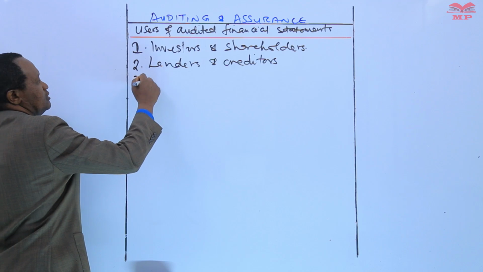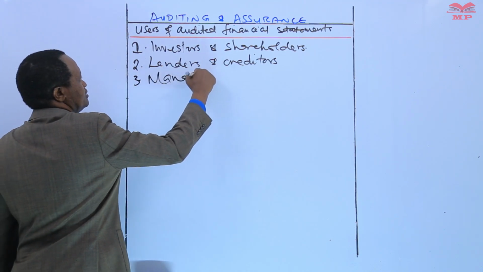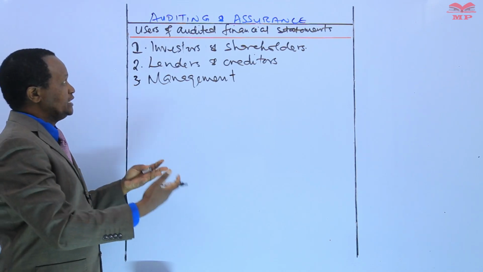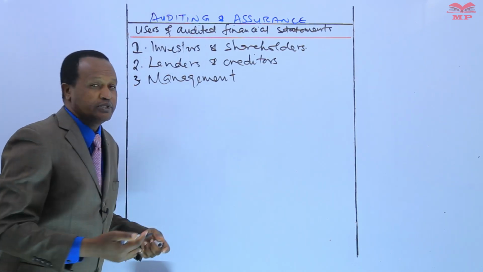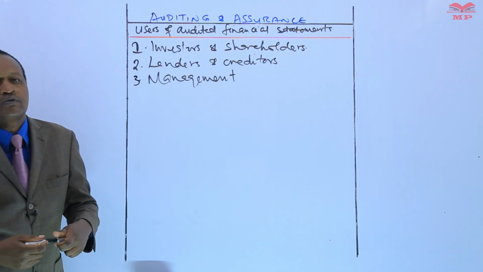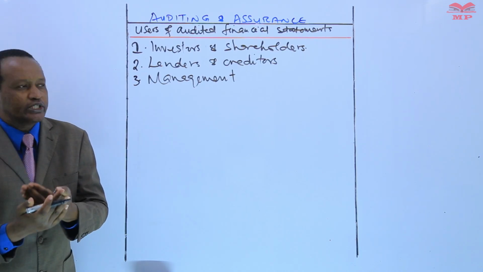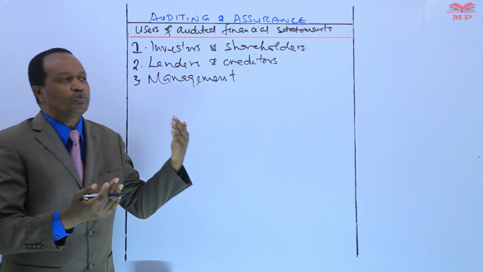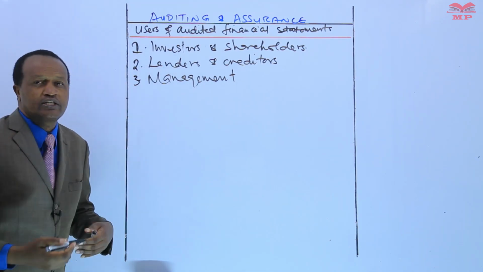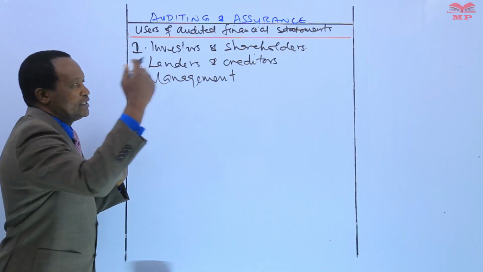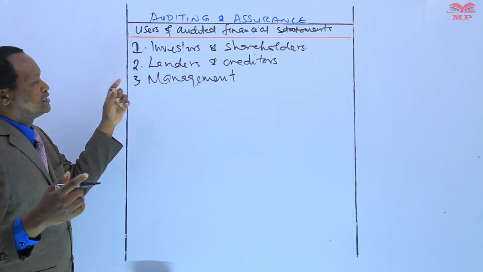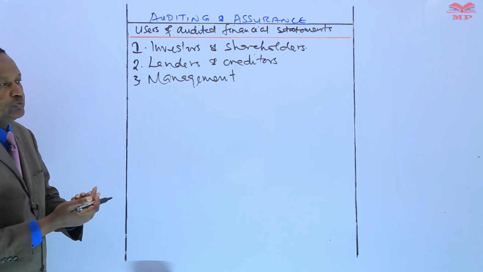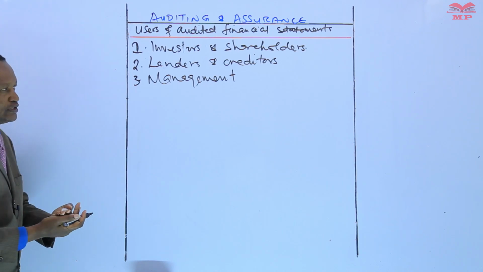Number 3, the management. The management also need the audited financial statements to monitor performance, to identify areas of improvement, and to make strategic decisions about the company's future. The managers rely on audited financial statements to make their decisions.